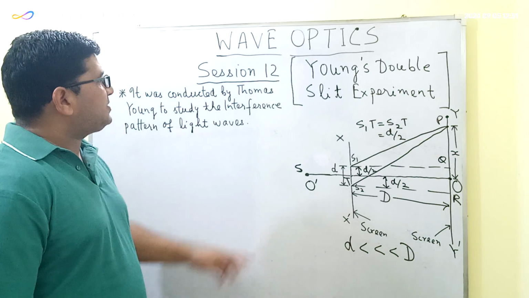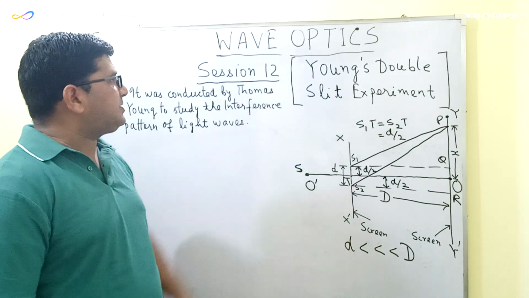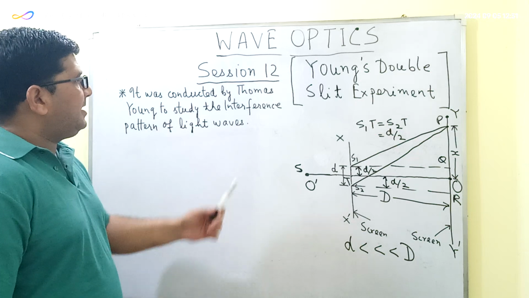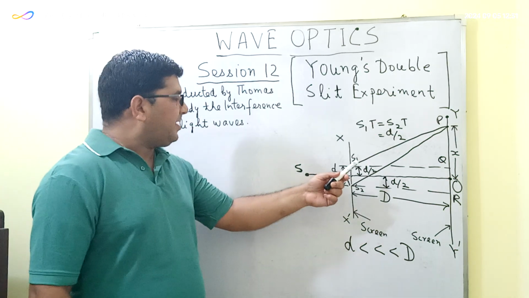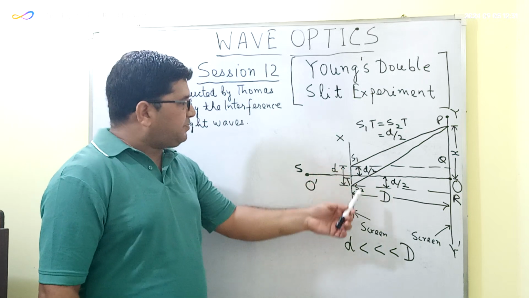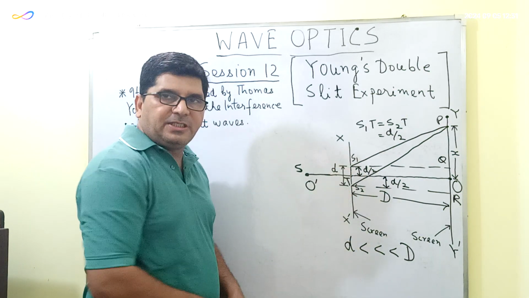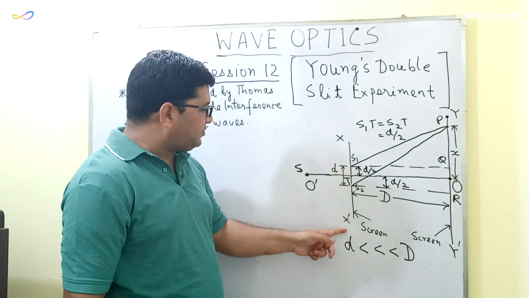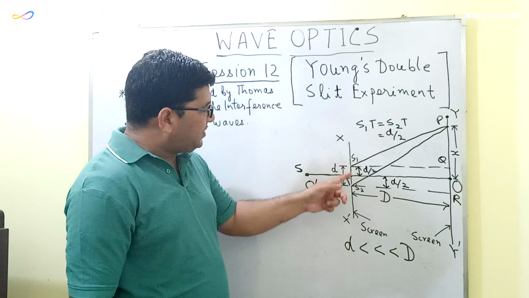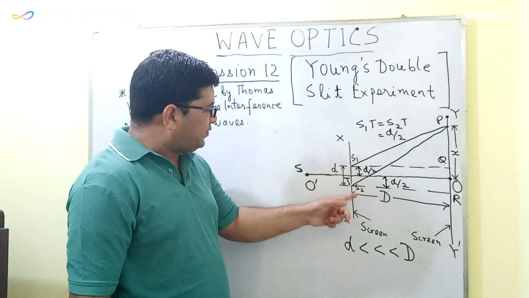This experiment was conducted by an English scientist by the name of Mr. Thomas Young. He conducted this experiment in order to study the interference pattern of light waves. In this experiment, he took two opaque screens, and in one of the screens, he made two pinholes as shown in this figure. This X' is the screen in which he made two pinholes, and I have depicted those two pinholes as S1 and S2.